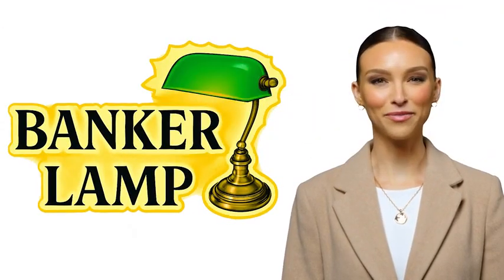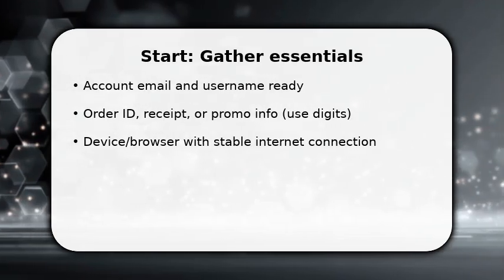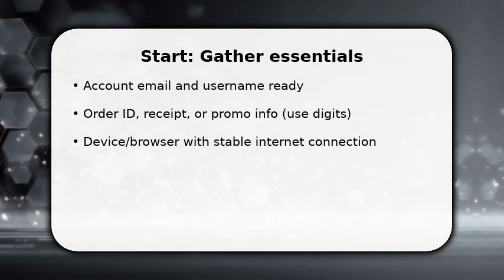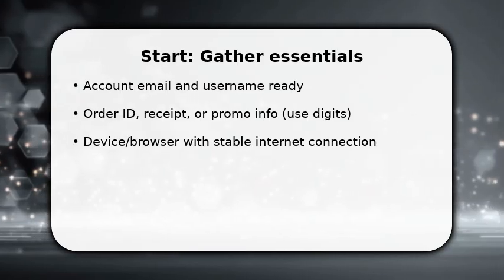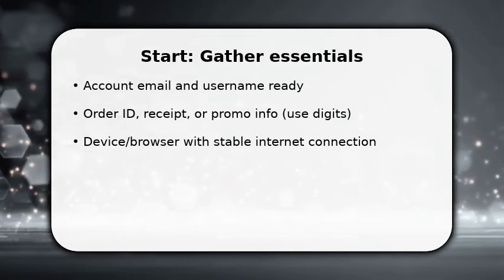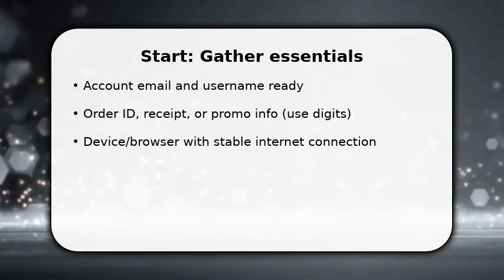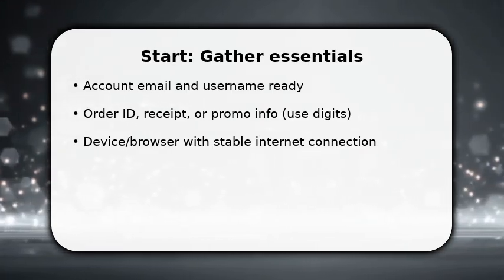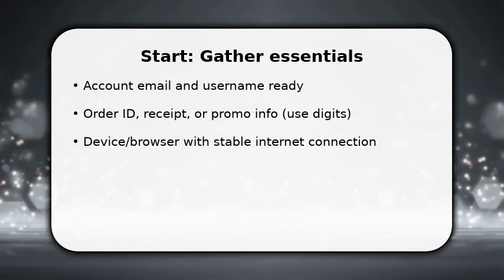Please enjoy the video. You start by collecting the exact items the provider will ask for: your account email, any order ID or receipt, and the promo name or code text. Once done, sign into the provider's website in a desktop browser. Avoid mobile app steps. Make sure to use the account tied to the purchase, and keep the purchase timestamp at hand. Support teams often verify date and order details. This moves you quickly into the request phase without back-and-forth delays.